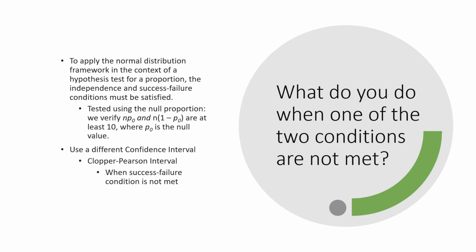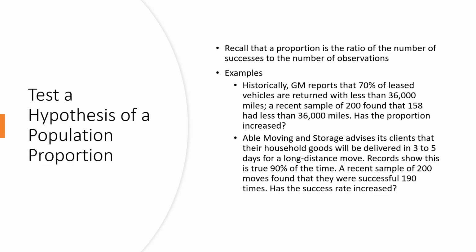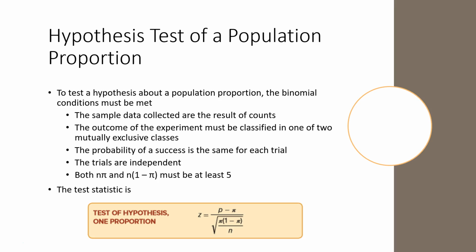When we're doing confidence intervals on proportions, the Clopper-Pearson interval is going to be used if we don't have the success-failure condition being met. Here are some examples of potential hypothesis testing situations. To test, first take a random sample from the population, and then we will assume the binomial assumptions that we have discussed earlier have been met. When we sample from a single population and the variable of interest has only two possible outcomes, we call this a test of proportion.